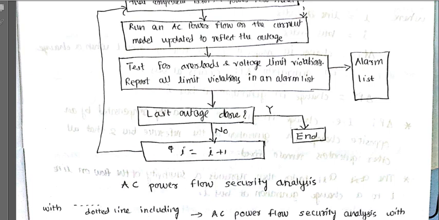In this method, whenever in a power system it is important to know the voltage magnitude, in that case we are going to make use of this method. This is called AC power flow security analysis.